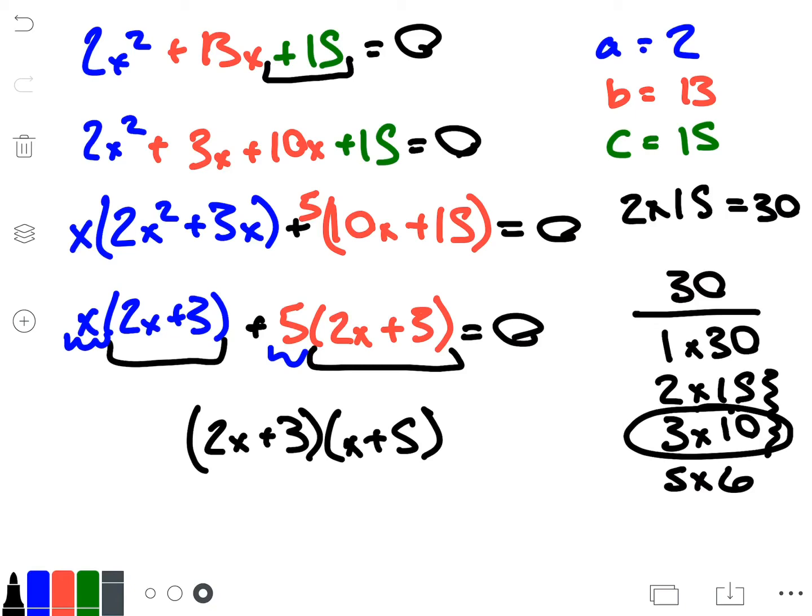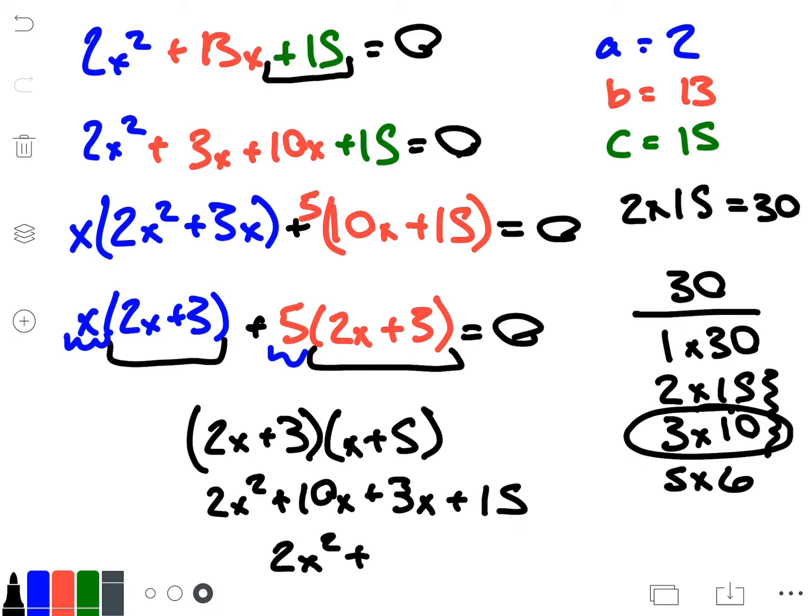If you would like to verify your answer, remember we can always use the FOIL technique. FOIL is first, outside, inside, last. First, 2x times x is 2x squared. Outside, 2x times 5 will be 10x. Inside, 3 times x will give us 3x. And last will be 3 times 5, which gives us 15. If we combine our terms, we find that it is 2x squared plus 13x plus 15 is equal to 0.